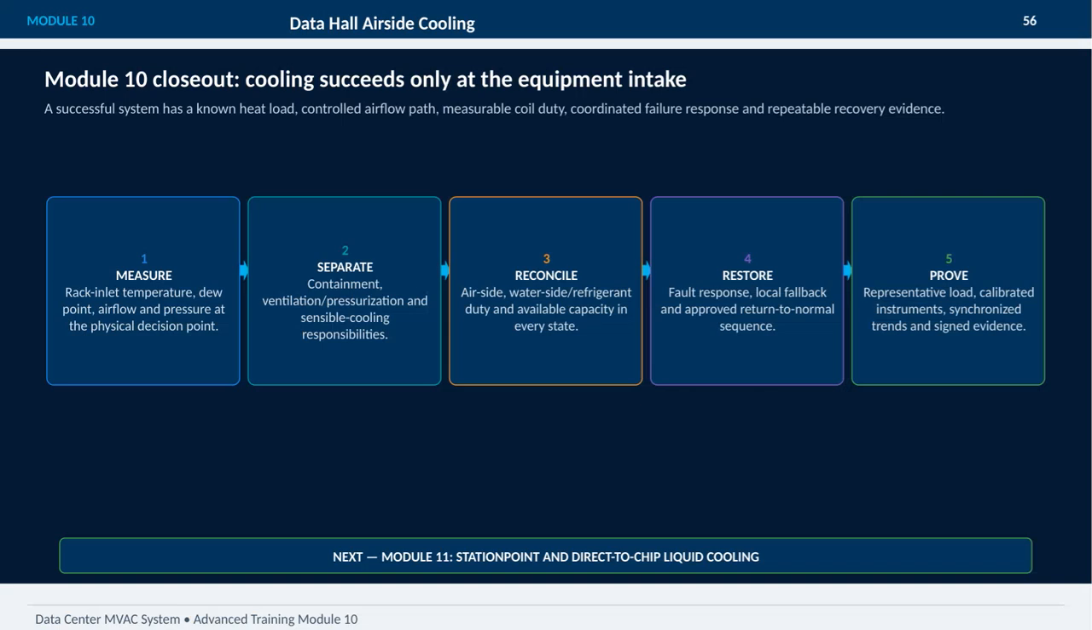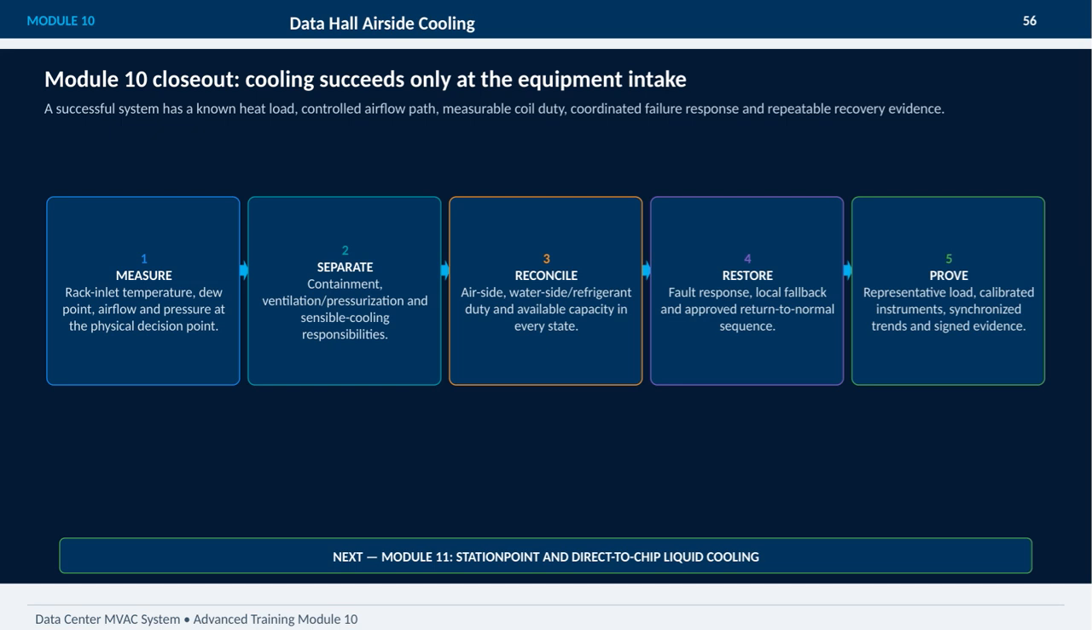As we close out Module 10 on Data Hall Airside Cooling, the key takeaway is that cooling is only truly effective at the equipment intake. A successful cooling system relies on several critical factors working together seamlessly. First, we must measure rack inlet temperature, dew point, airflow, and pressure right at the physical decision point to understand exactly what's happening. Next, separating containment, ventilation, pressurization, and sensible cooling responsibilities ensures each function is managed optimally.